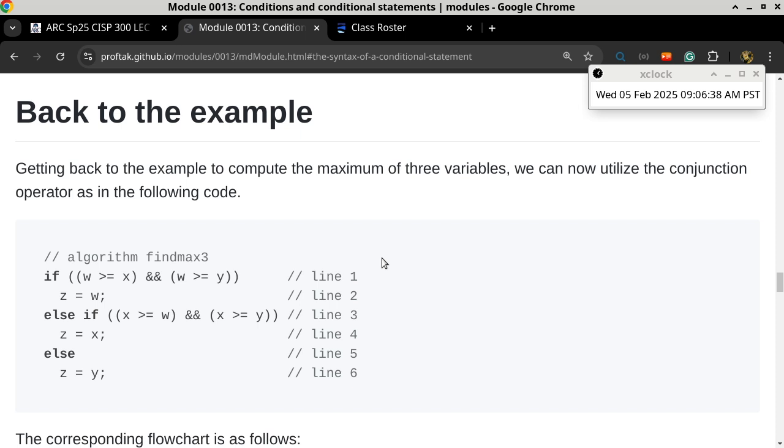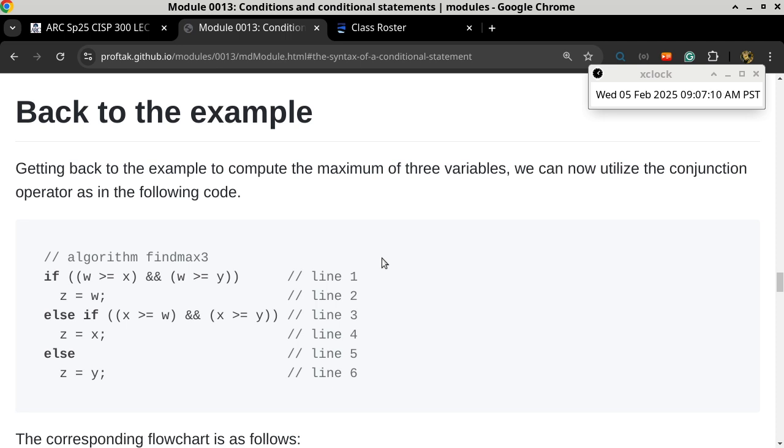This else is basically saying, what if this condition is not true? In other words, what if it is not the case that w is greater than or equal to x and w is greater than or equal to y? Well, one thing we know for sure is w is not the maximum. Does that make sense? So that means the maximum is between x or y. Now, I could have simplified the logic here because this is not really needed anymore.